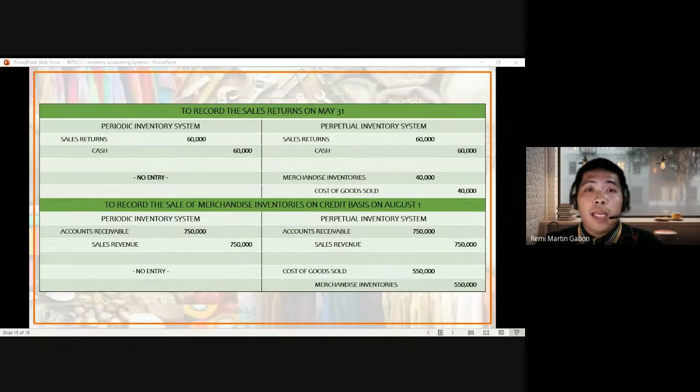Meaning every time we have a sale, whether it is a cash sale or a credit sale, we always signify the cost of goods sold by preparing a journal entry for cost of goods sold under perpetual inventory system. Okay? Makikita naman yan sa record, sa journal entries. Kasi after the sales journal entry, you will see there's a cost of goods sold na entry.